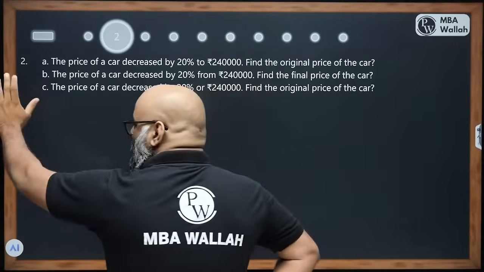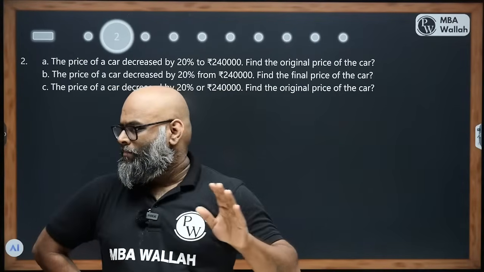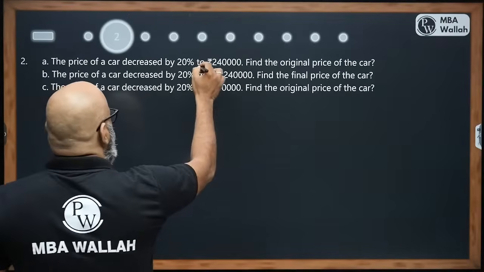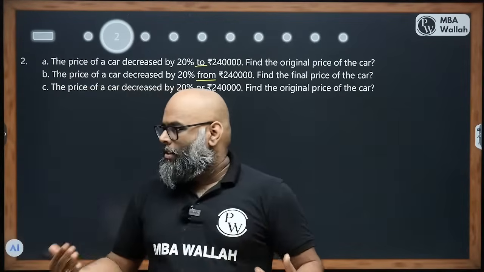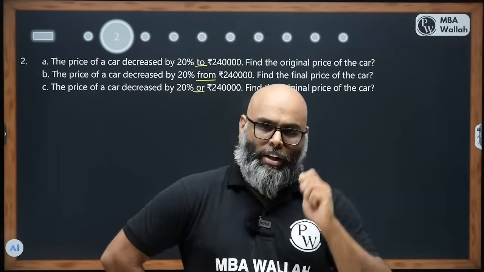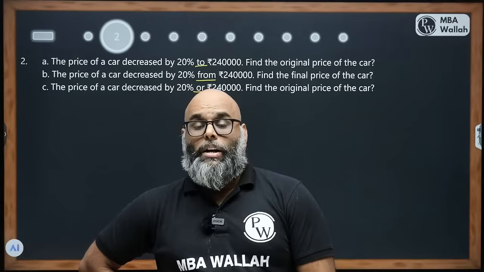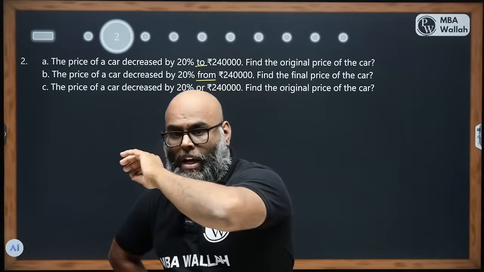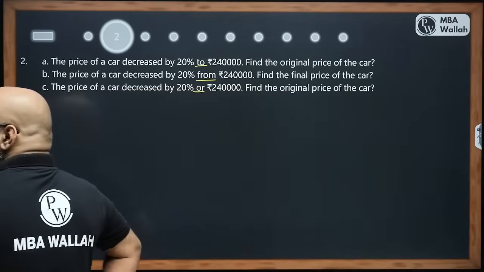If you look at the question here, all three questions are one and the same. They haven't changed, except for one word everywhere. Here it is to, here it is from, here it is or. Now my question will be, does that word change the meaning of the sentence? And my answer is a bloody yes. That one word changes the meaning of the question, changes the assumption of the question, changes the fact of the question. What do I mean by that?